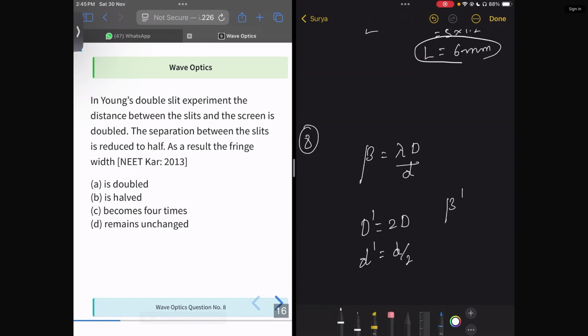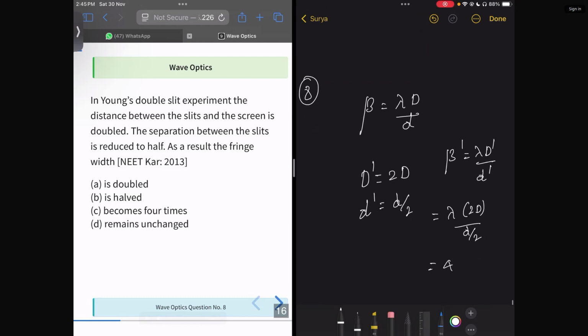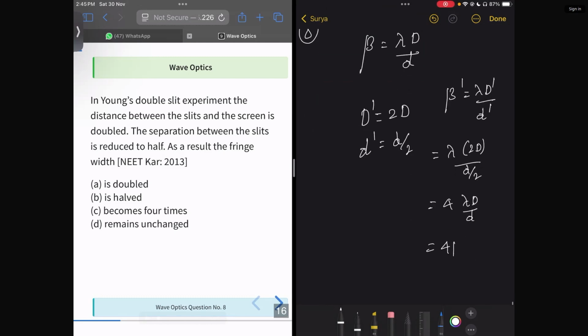So the new beta dash will be lambda D dash by small d dash. If you substitute, it is 2D and d by 2. So it will be 4 into lambda D by small d, so it will be 4 beta. So beta dash becomes 4 times. Option C is the right answer.